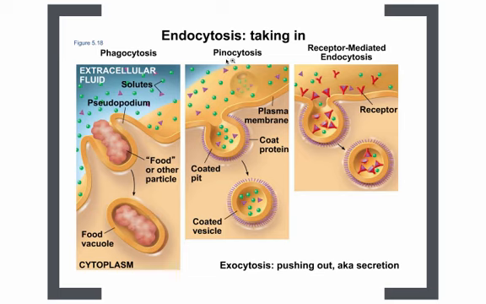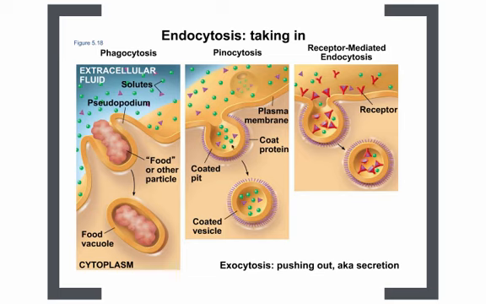Another mechanism, if you don't need to take in a huge particle, is what's called pinocytosis, where you're taking in many molecules at once. And basically, again, the membrane folds inwards, taking in lots of molecules. In many cases, that folding process is helped along by a coat protein on the inside of the membrane that helps the membrane make this shape. Because remember, our membrane is quite flexible.